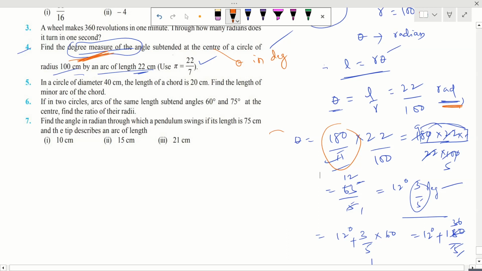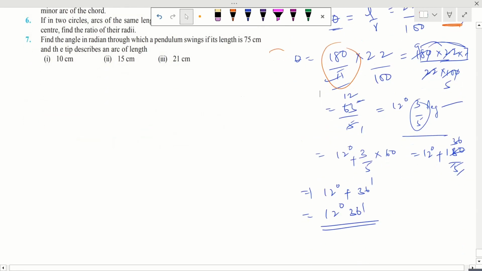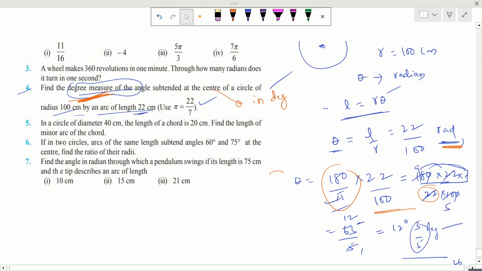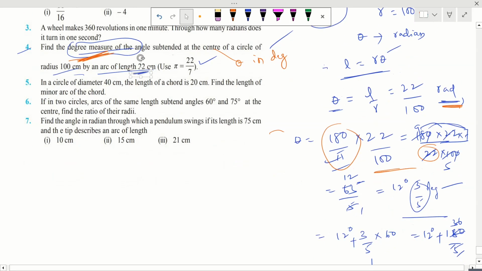If we simplify as before, then we'll get the answer. When we are converting into degree form, we have to put the pi value, which is 22 by 7. This is the answer for the fourth problem. Now come to the fifth one. I will read it here.